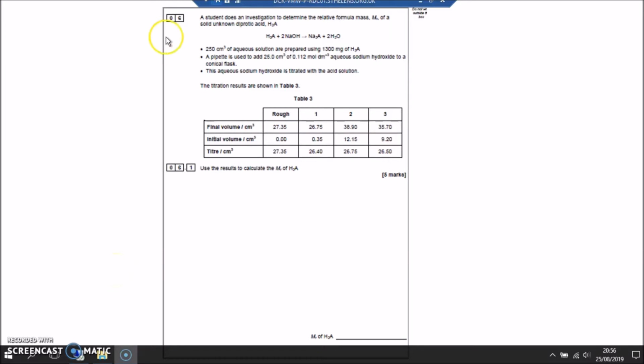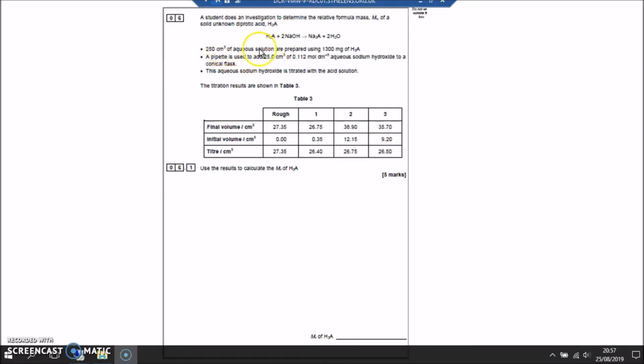Question 6. A student does an investigation to determine the relative formula mass, Mr, of a solid unknown diprotic acid, H2A. A diprotic acid is an acid that when you react 1 mole of the acid, it reacts with 2 moles of the base or the alkali, the sodium hydroxide. So my molar ratio is 1 to 2. So a diprotic acid actually releases two H pluses. The H pluses are the component part that reacts with the sodium hydroxide. But anyway, for now, we'll just say one acid reacts with two base. That's what a diprotic acid does.